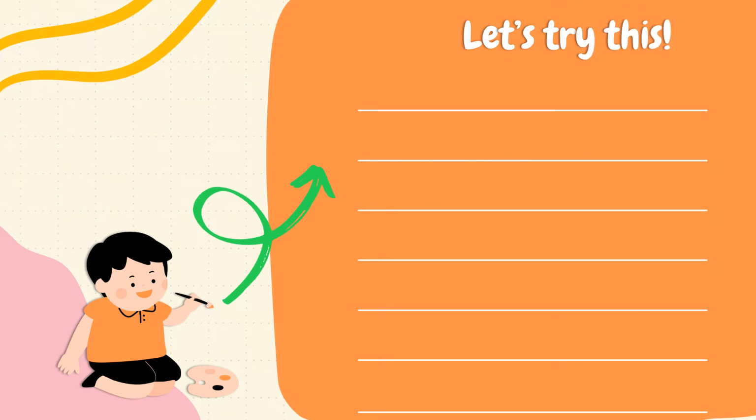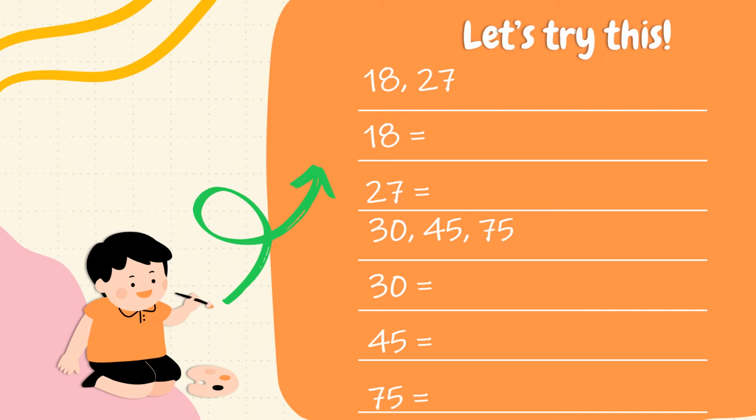Let's try this. You can use both listing and continuous division in getting the GCF of these numbers. 18 and 27, 30, 45, and 75. You can do it! Now let's check your work.